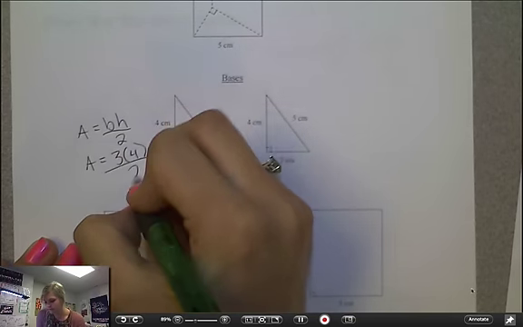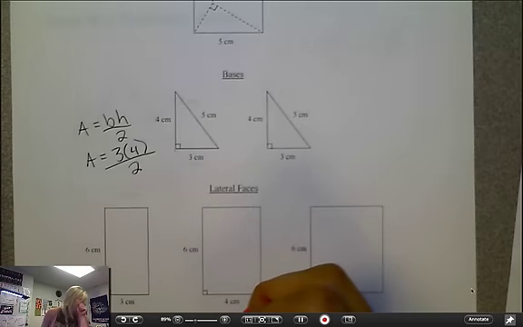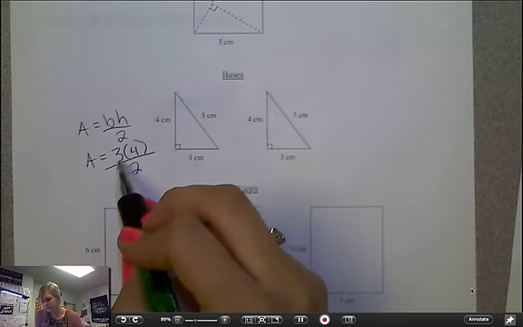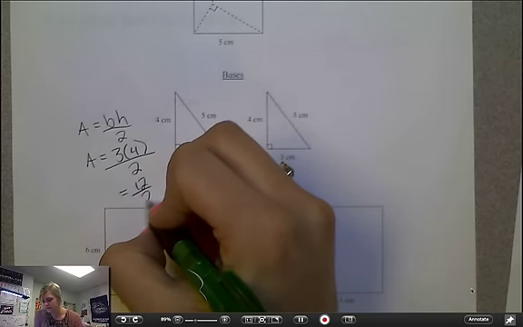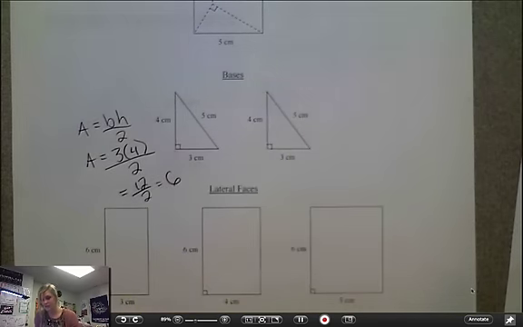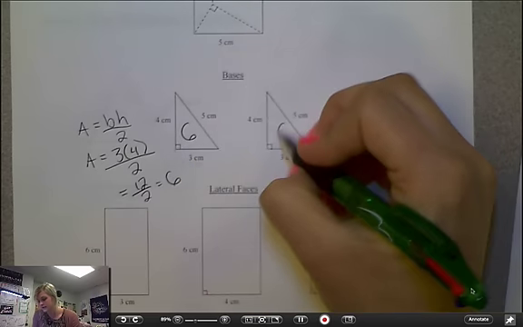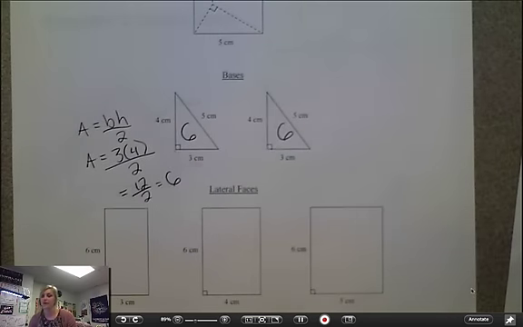and divide by 2. Excuse me. 3 times 4 is 12. 12 divided by 2 is 6. So I have that this one is 6 and this one is 6. So I took care of the top and the bottom.